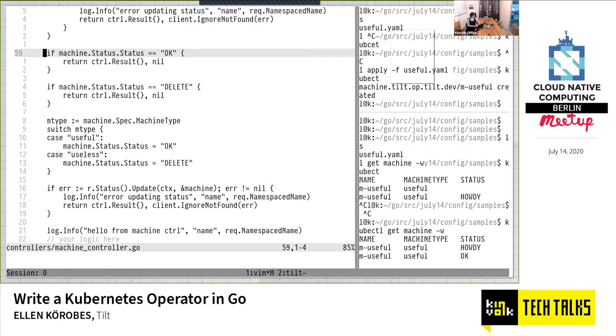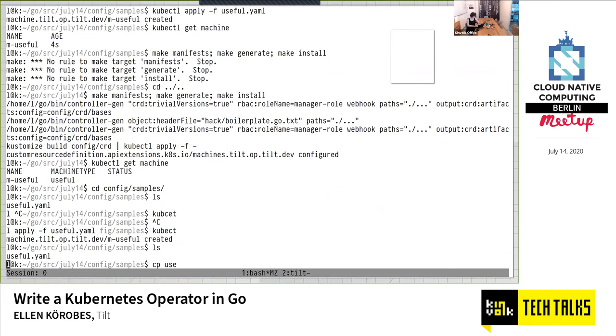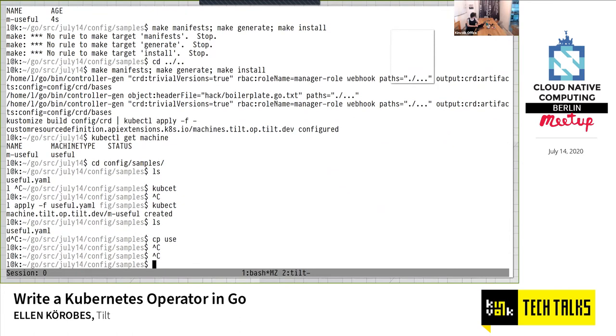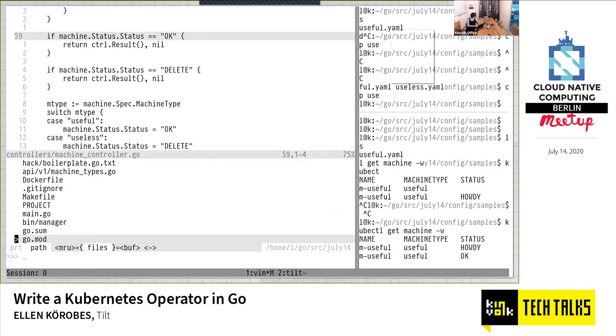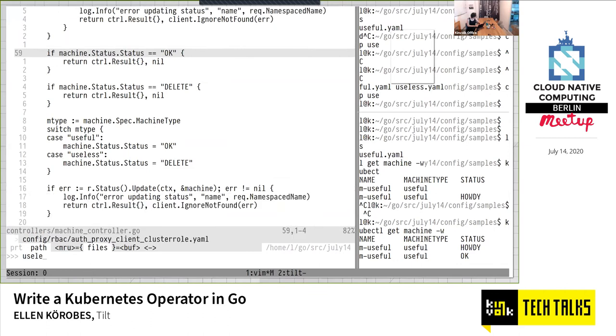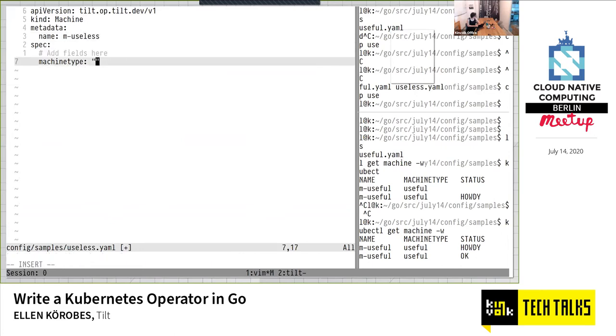Okay, so we have a machine with status okay, but it's a useful machine. We don't care about useful machines. Let's create a useless machine. So I'm going to copy useful into useless.yaml. Okay. And now I can open that. Useless, refresh. Okay. So this is going to be machine useless. And my machine type is also going to be useless. All right. Now we can run that.